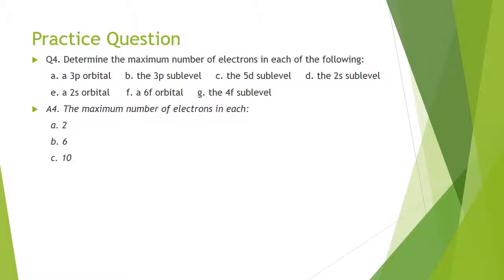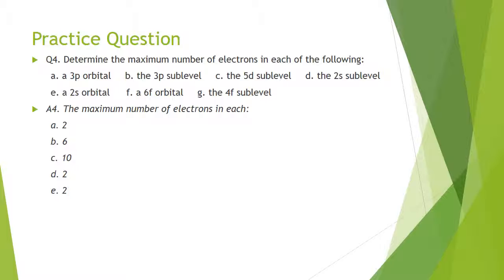Question D, the 2s sublevel, well, that's going to be 2 electrons. You might be saying, but wait, that's the entire sublevel. Why is it only 2? Well, remember, any s sublevel only has 1 orbital in it. So that 1 orbital can just contain the 2 electrons. Likewise with question E, a 2s orbital. It's an orbital, any orbital, maximum of 2 electrons.